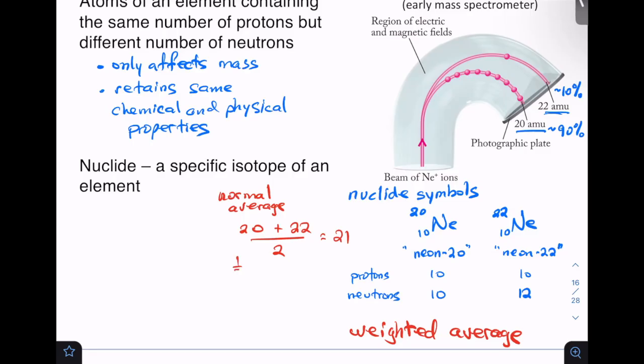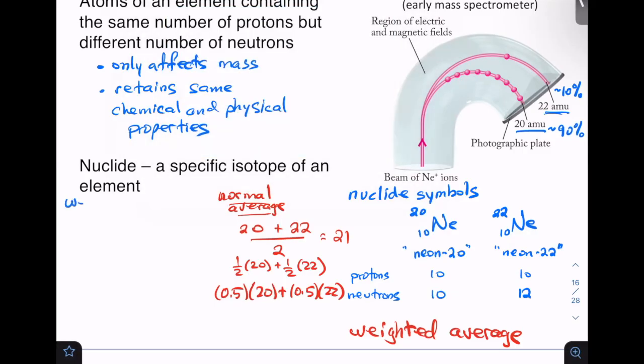This is the same as 1/2 times 20 plus 1/2 times 22. That's the same thing. Okay. And now I'm just going to turn that fraction into a decimal. That's the same as saying 0.5 times 20 plus 0.5 times 22. That's what a normal average is. Normal means that everything is in the same proportion, or you're counting everything equally. Now, the point of a weighted average is that not everything is present equally. For the case of neon-20 and neon-22, they're present in a 90% to 10% ratio. So we need to take that into account.